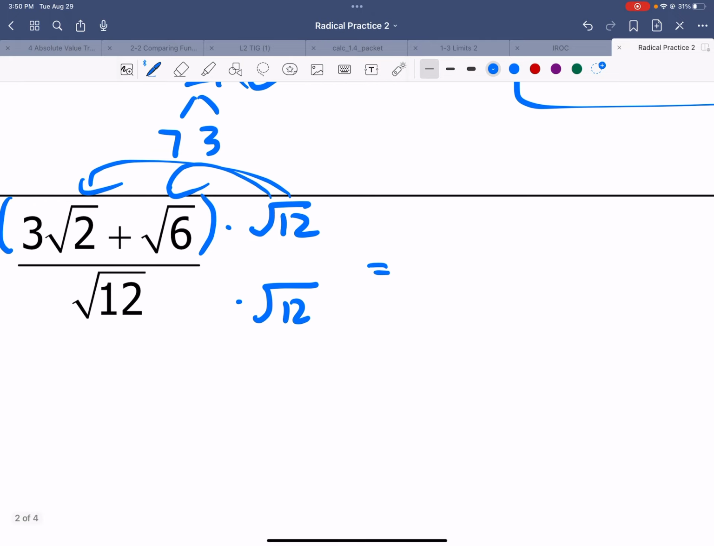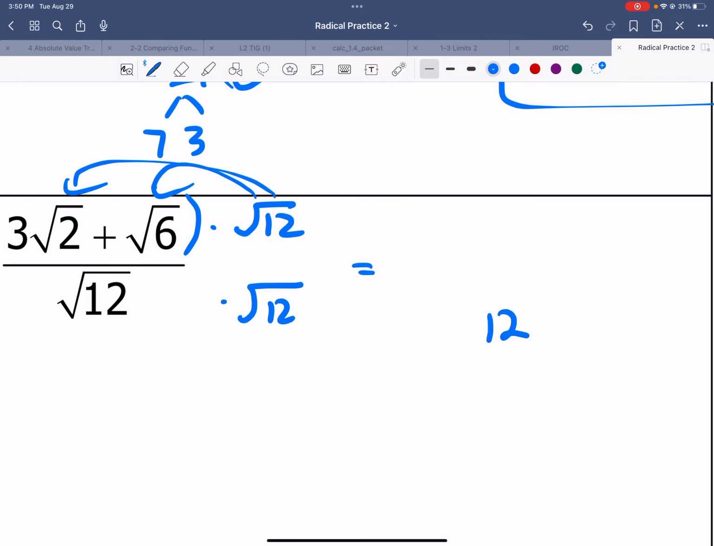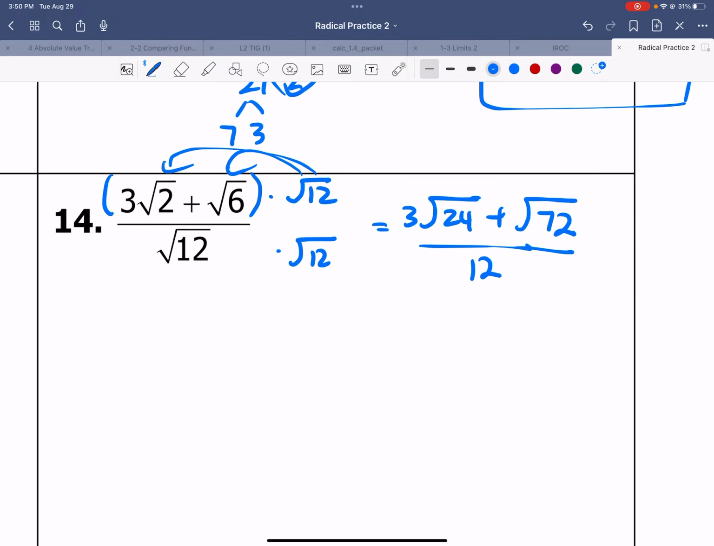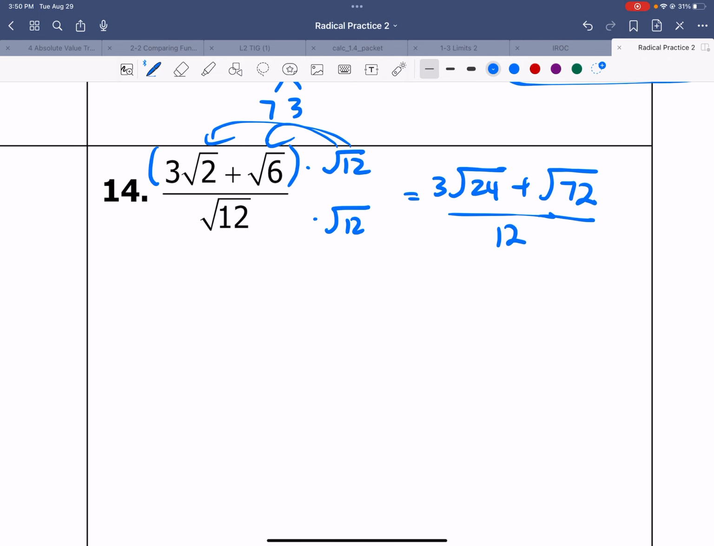Square root of 12 times square root of 12 will give you 12 over 3 times (square root of 12 times 2) is going to be 24, plus 12 times 6 is going to be 72. And I hope you don't have any questions so far. So let's see what I can simplify further.